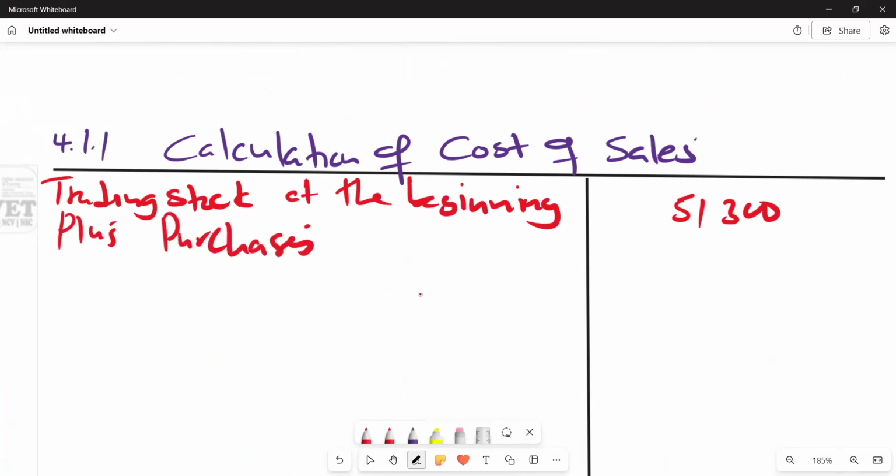And plus purchases, the figure that we have is 605,000. So after that, remember I said after we add the purchases, we are also supposed to add your carriage on purchases if they are there. If there are customs duties, we add again. If there are import duties, we also add. So we're going to check those items that we are talking about.